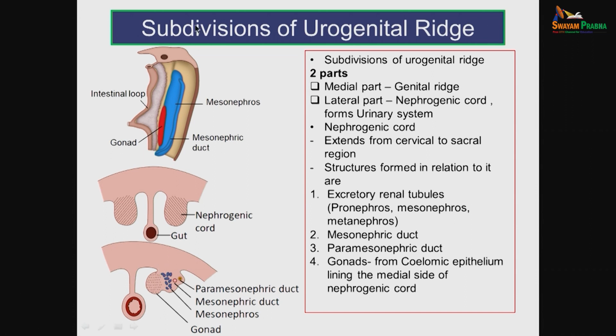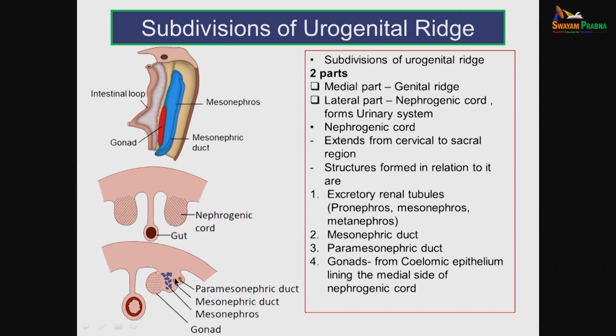This is a section, and this is the complete view of the interior of the embryo during development. This nephrogenic cord is going to extend from the cervical to the sacral region of the embryo. In this section, there are some structures formed in relation to the nephrogenic cord. One is the excretory renal tubules, which you can see here. These are called Pronephros, Mesonephros and Metanephros. I will be explaining these terms in the next few slides.